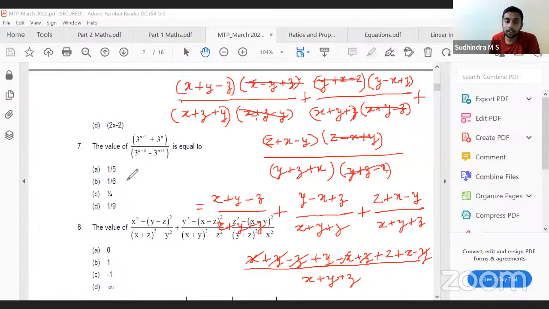Now, what would remain in the numerator? X plus y plus z. Yes, x plus y plus z. So, x plus y plus z in the numerator, x plus y plus z in the denominator. The answer is 1. Simple. Right? So we have to just link those properties. We have to identify in which format it is. If you identify, then this problem is very simple.